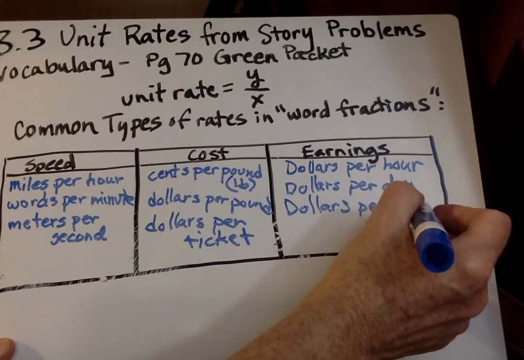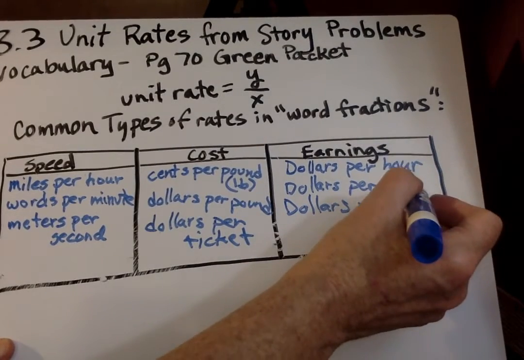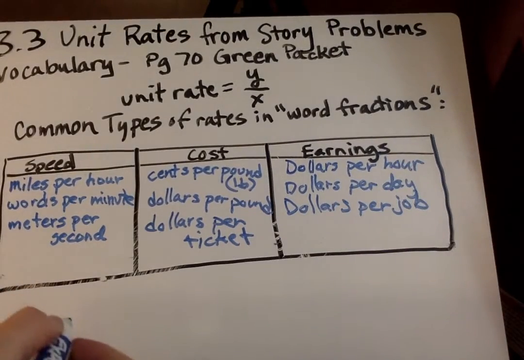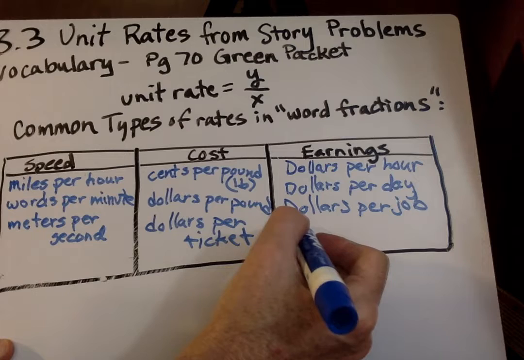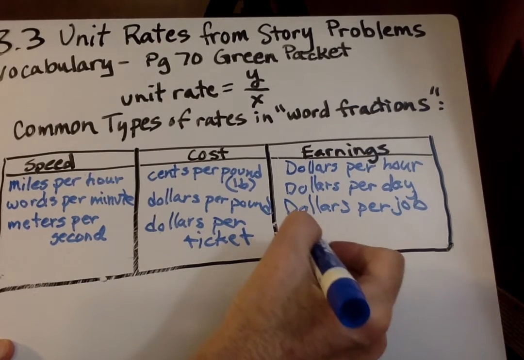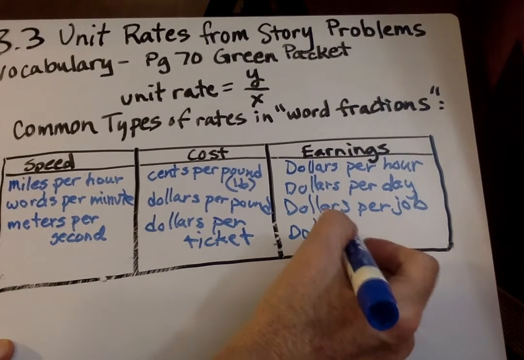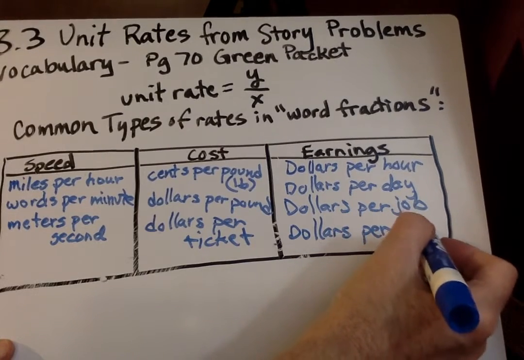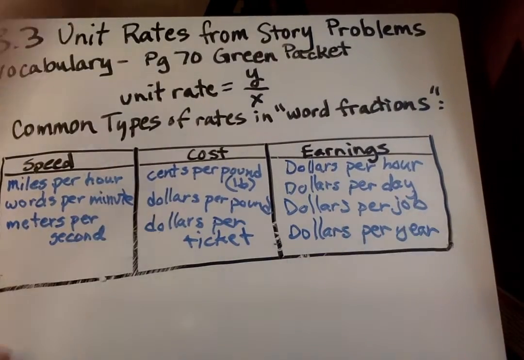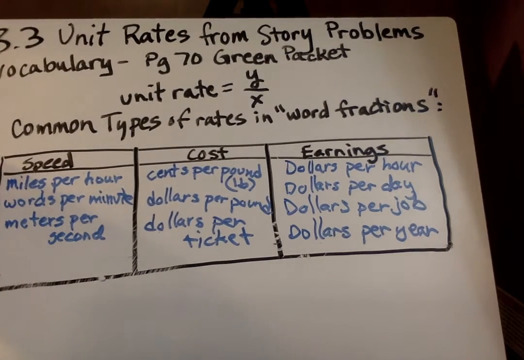Like if I had a broken pipe and the plumber comes and gives me a bid, that's dollars per job. It could also be a salary, where you're paid per year. That would be how many dollars per year. Okay, so these are a bunch of different unit rates.